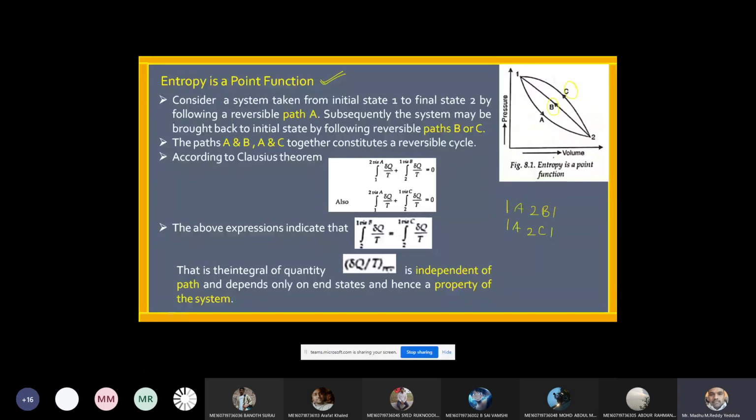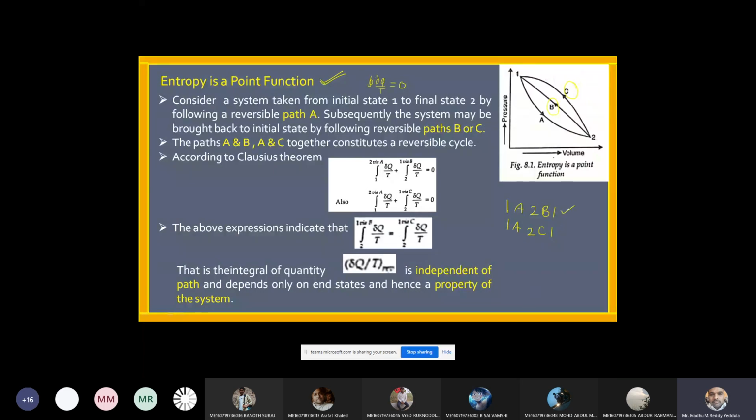Let us assume these processes are reversible, meaning 1 to 2 via A, 2 to 1 via A is also possible, and likewise for B. We are assuming these paths are reversible paths. Now, what does Clausius theorem state? The cyclic integral of dQ/T is equal to 0 for a reversible process. Cyclic integral means for a cyclic process.